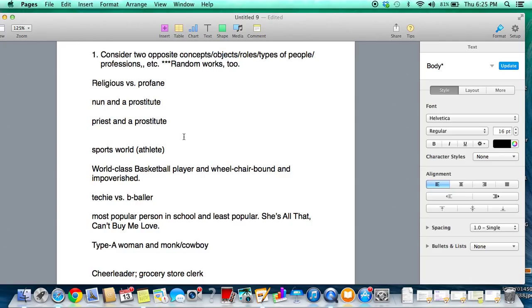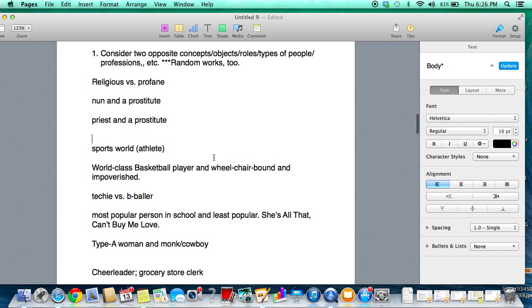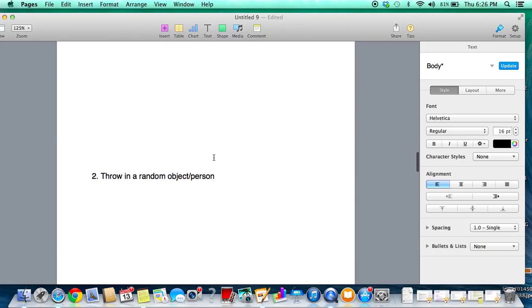So out of all of these, the one that I like the most is the priest and the prostitute, just because, you know, religion, I guess, religious versus sex, something like that. Saint versus sinner, that kind of thing. And next, throw in a random object or person.